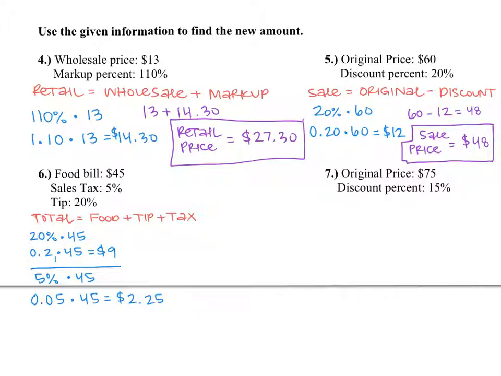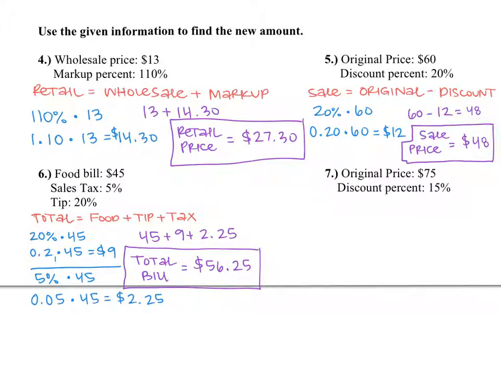All right, so if you look at number 6, I first found the tip, then I calculated the tax, and so my final step then is to add them all together to find that the total bill is going to be 45 plus 9 plus $2.25. So $56.25 as my total bill. I will tell you that there are some problems on your homework where they actually just give you the original price and the sales tax, and you would solve this the same way, except it's almost easier because you don't need to find the tip. You only have to calculate the tax.